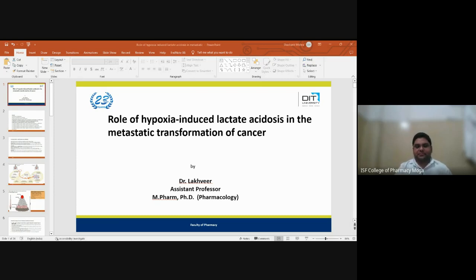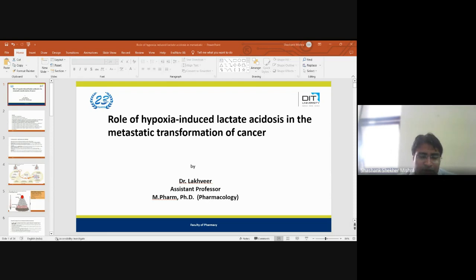Okay. So, first of all, hypoxia is a very common problem observed in solid tumors. So, in this session, we will basically learn what hypoxia is, how it results in lactate acidosis, and how it helps in metastatic transformation of cancers. Before starting the session, we will have a look at the content of this slide.